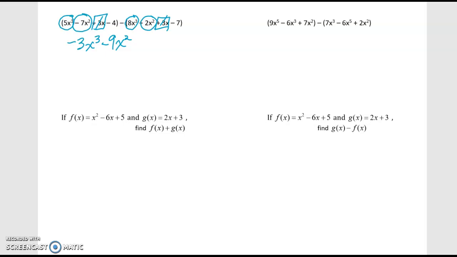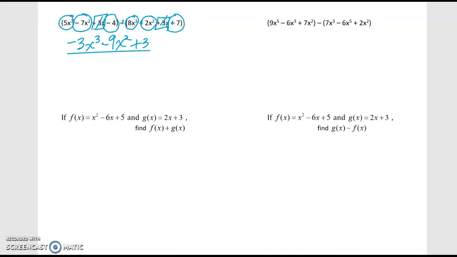It's not necessary. And then lastly, I have a negative 4, and I'm subtracting a negative 7. So this is a good time to talk about, with subtraction, you might want to change your subtraction to addition and then just change all your signs down the line. So this negative 7 becomes a positive 7, and then you can just add. So negative 4 and a positive 7 is a positive 3. So there's my final answer.